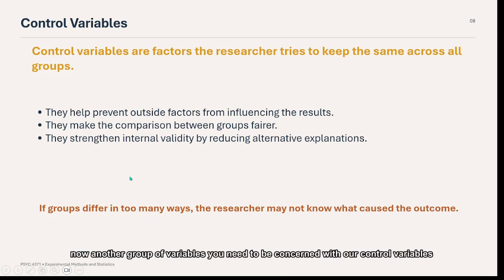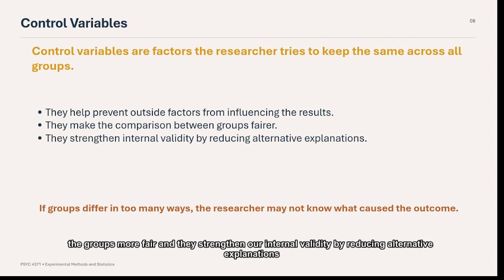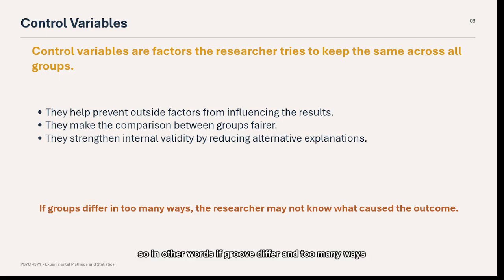Now, another group of variables you need to be concerned with are control variables. These are factors that the researcher tries to keep the same across all groups. Why is this important? Well, these help us prevent outside factors from influencing our results. They make a comparison between the groups more fair, and they strengthen our internal validity by reducing alternative explanations. So in other words, if groups differ in too many ways, the researcher might not know what actually caused our outcome.